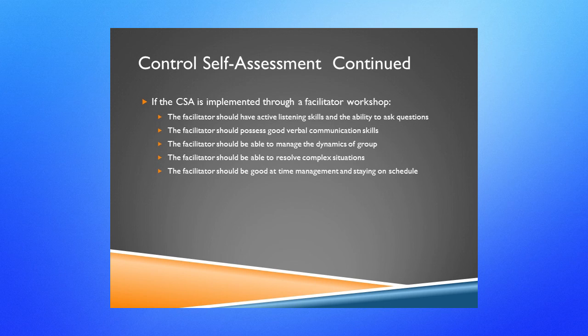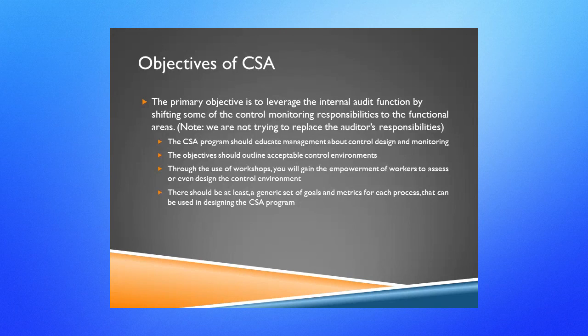Now, a lot of what we're talking about, though, could be passed off as an audit, because a lot of these control self-assessments we've talked about may very well mimic the types of procedures that a person would go through in auditing that control. So the primary objective for the CSA is to leverage the internal audit function by shifting some of the monitoring responsibilities to the actual functional areas. Now, this is not to say we're replacing the auditor, but that we are doing something, as I said, that can be very much taken as an ongoing audit.